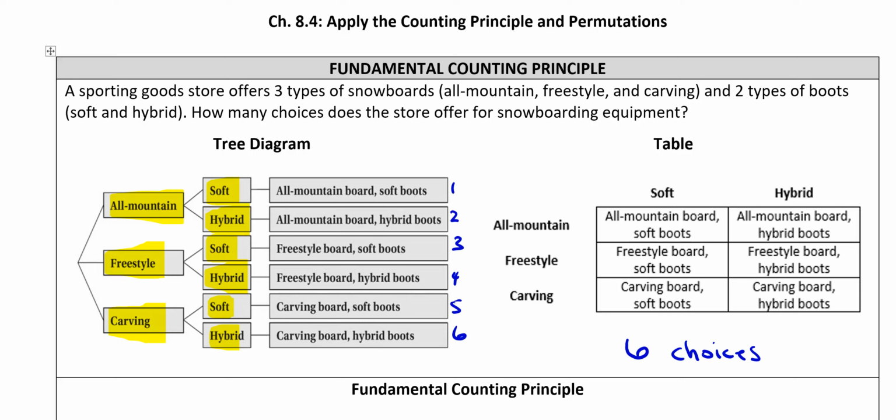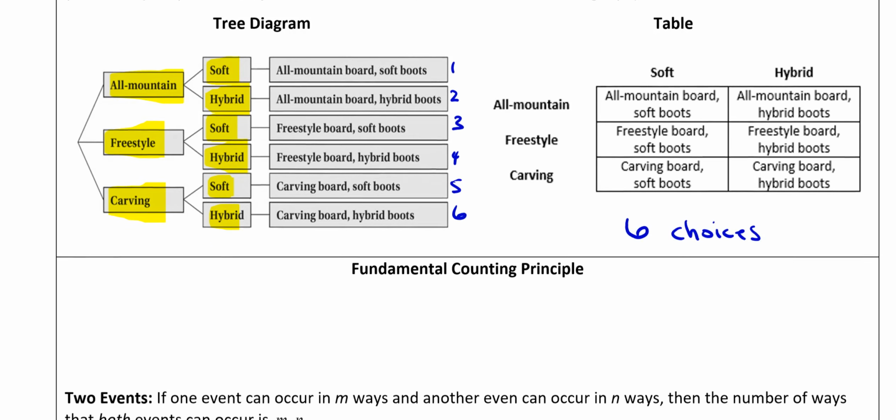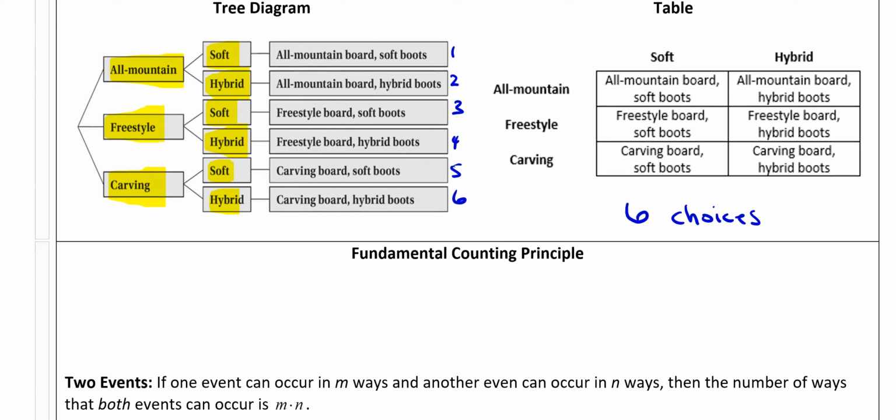Now this isn't terrible when you only have 3 and 2 to work with, but what if we had 500 choices of snowboards and 58 choices of boots? You're not going to want to make a tree diagram or a table. So instead we have what's called the fundamental counting principle, and it's pretty much common sense. It simply says that if we take the options for the first choice, so we have 3 snowboards, and we take the options for the boots, so we have 2 boots, and we multiply them together, we will get the number of choices. So notice I got the same answer, 6.